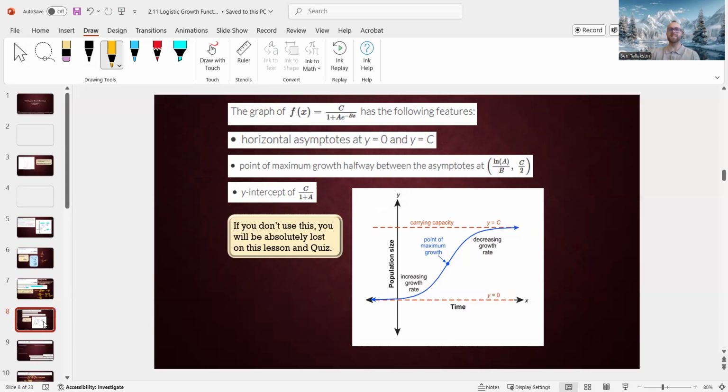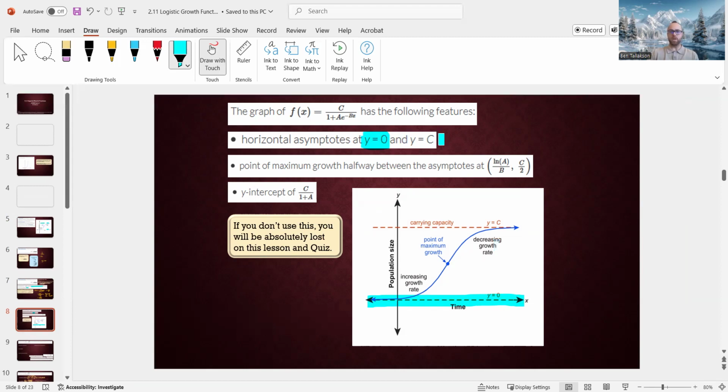And this is the single most important page to help you answer all the questions you will need to in this lesson. And if you see questions related to logistic growth function at any other time, let's make sure we understand what we see. The graph of a logistic growth function has the following features. Horizontal asymptote at y equals 0. Remember, that is always true because you can't have negative populations. You can't have negative bacteria.